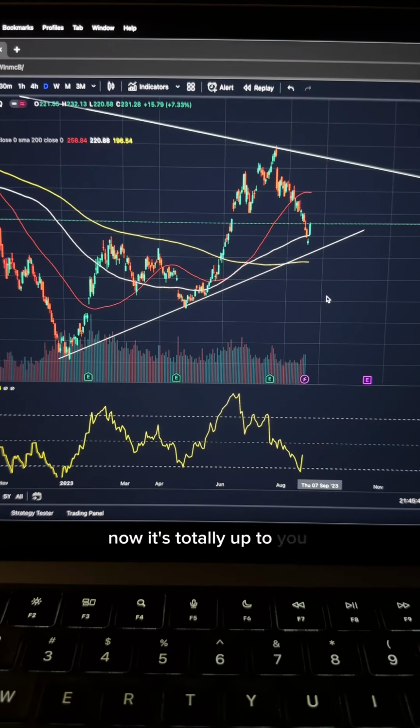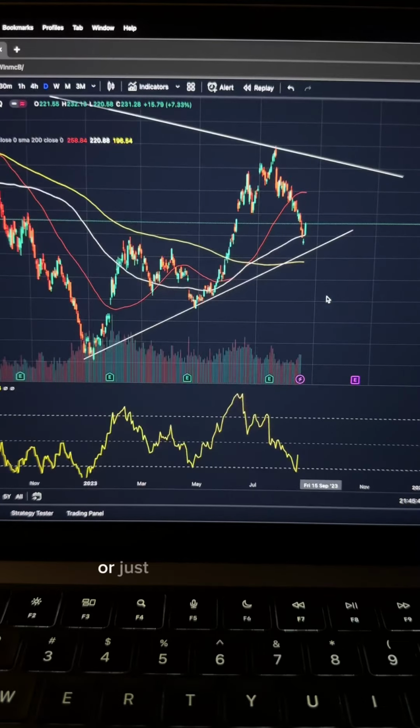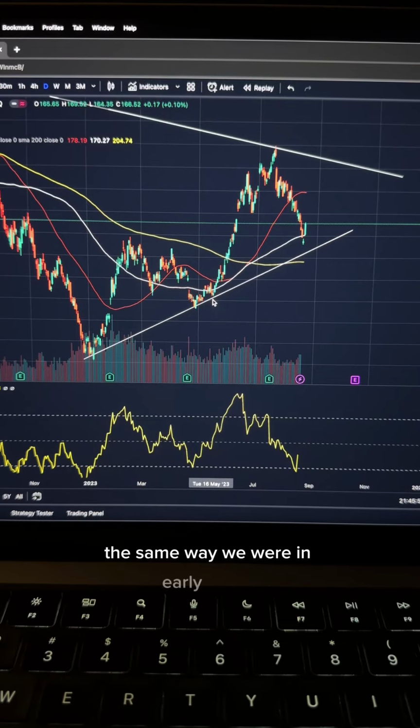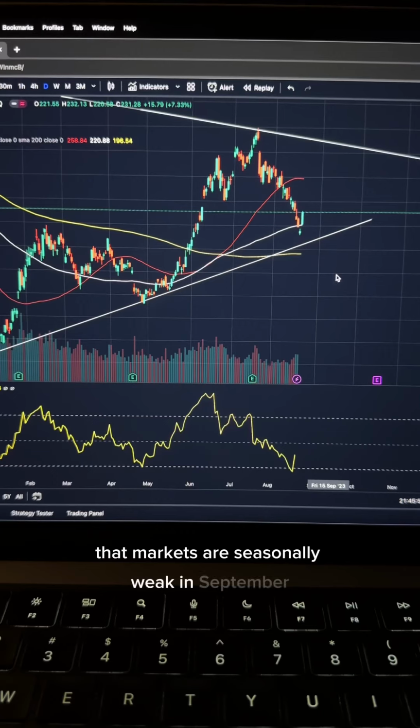Now, it's totally up to you how you want to play the stock, whether you want to sell puts, buy calls, or just buy the stock outright, but I feel we are setting up the same way we were in early spring. Now, let's not forget that markets are seasonally weak in September, so I think we can chop around here, but let's definitely start to average into Tesla.